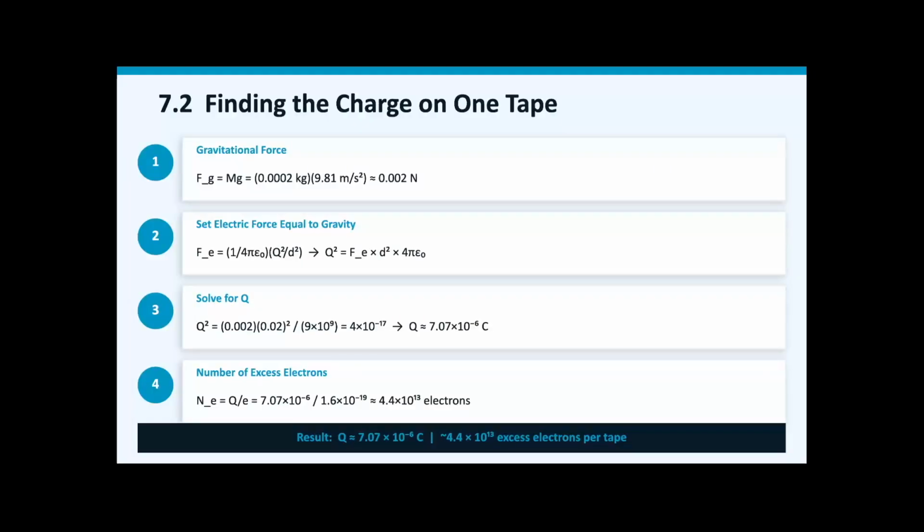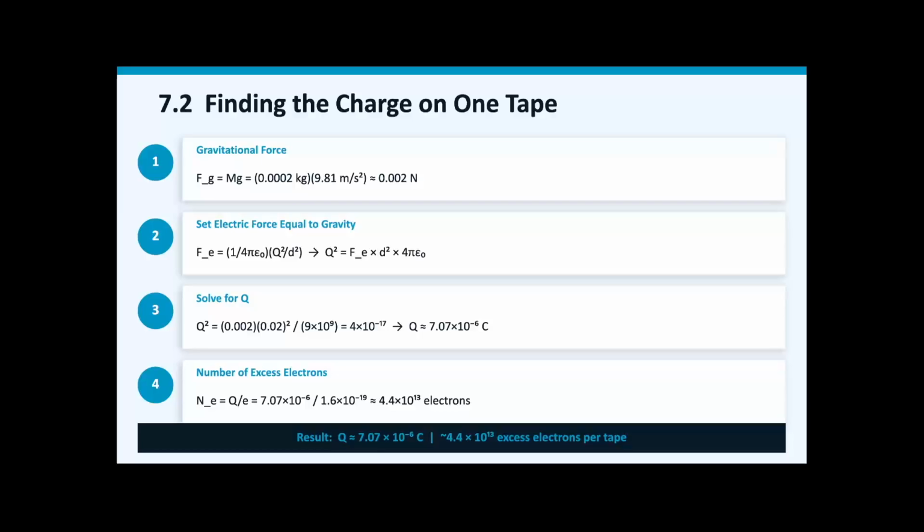Step 1 was to say the gravitational force equals 0.002 newtons. Step 2 is to set the electric force equal to gravity using Coulomb's law. F equals 1 over 4 pi epsilon naught times Q squared over D squared. Solving for Q squared, we get Q squared equals F times D squared divided by the Coulomb constant. Step 3 is to plug in. Q squared equals 0.002 times 0.002 squared divided by 9 times 10 to the ninth. That gives Q squared equals 4 times 10 to the negative 17th, so Q equals approximately 7.07 times 10 to the negative 6 coulombs.